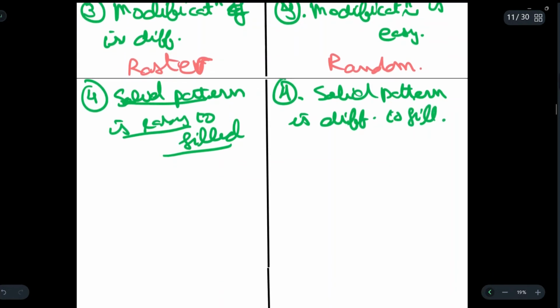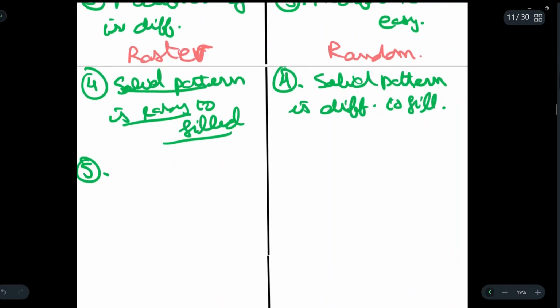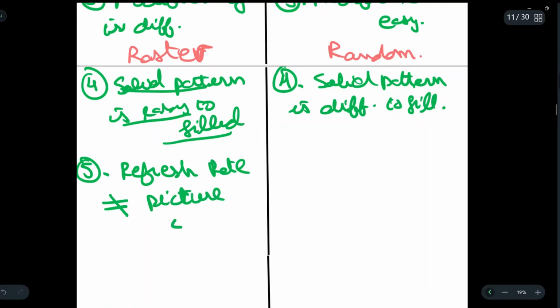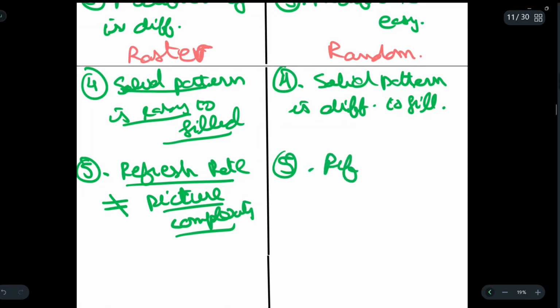Now let us come to the fifth difference. For raster scan, the refresh rate does not depend upon the picture complexity. Suppose we have refresh rate, then it does not depend on the picture quality or the complexity. Here for random scan it will be the opposite: we can say that the refresh rate directly depends on the picture complexity.